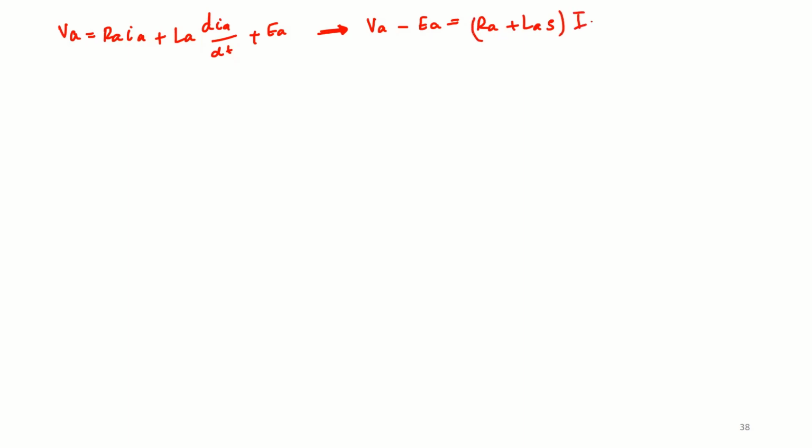So if we recall that the voltage equation is VA equals RA IA plus LA dIA/dt plus EA. Now, in terms of Laplace, to simplify the thing, this will equal VA minus EA equals (RA plus LAS) multiplied by IA of S.